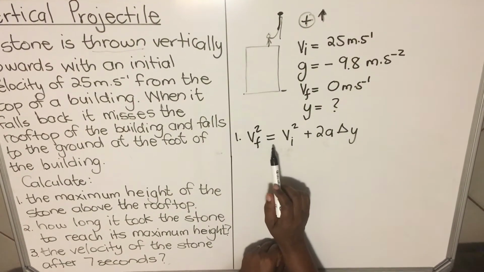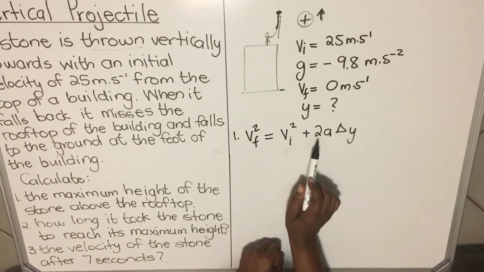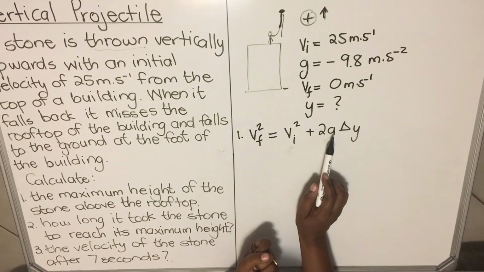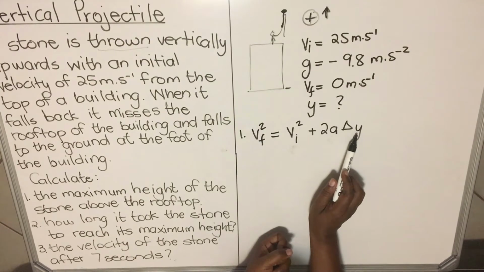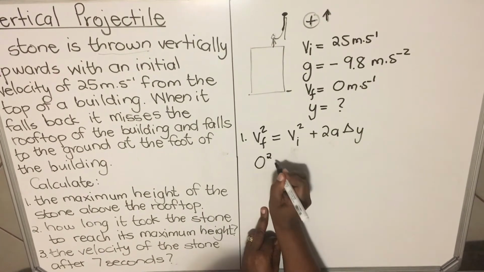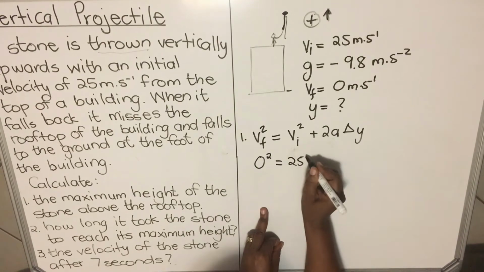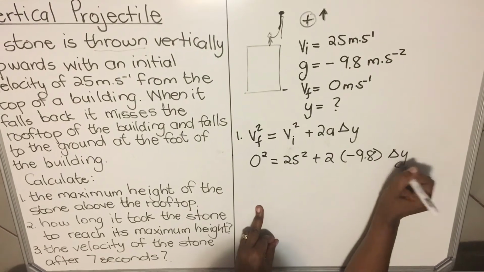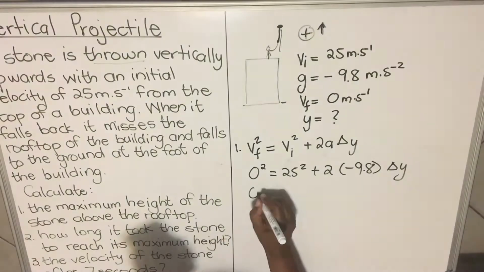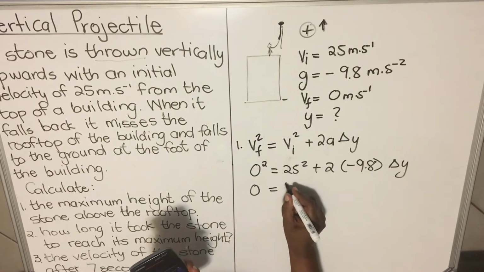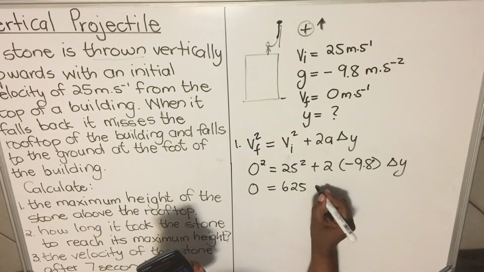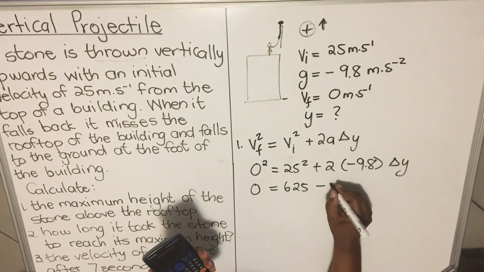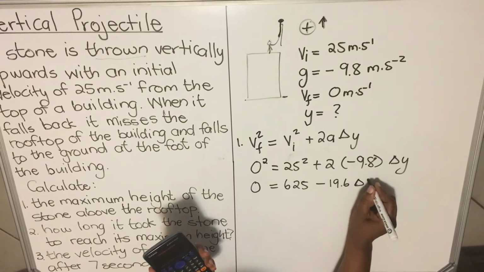Final velocity squared is equal to initial velocity squared plus 2a, where a is acceleration, which in this question, because we're talking about vertical projectiles, is gravitational acceleration, times change in displacement. So let's substitute the values: 0 squared equals 25 squared plus 2 times minus 9.8 times change in displacement. 0 squared is 0. 25 squared is 625. This will be minus 9.8 times 2, which is negative 19.6, times change in displacement.